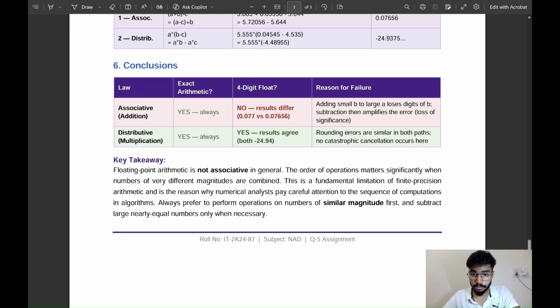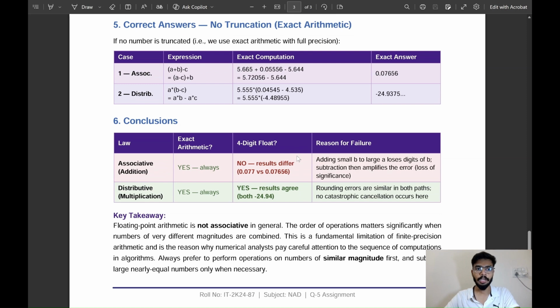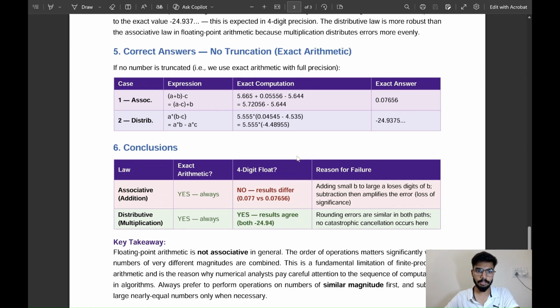Great. This is a fundamental limitation of finite precision arithmetic, and the reason why numerical analysts are careful to add numbers of similar magnitude first. So this is what our question number 5 was, and this is our result: our associative law fails and our distributive law holds and passes here. So that's what our question number 5 is.